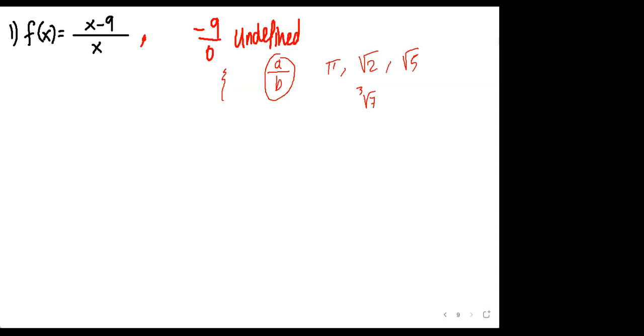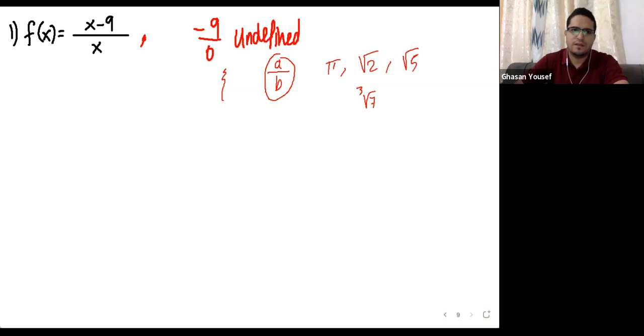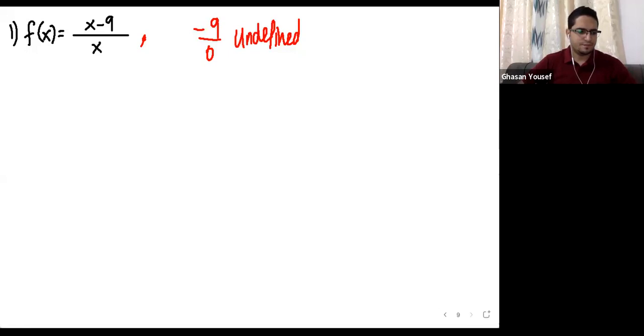So can you say the answer is all real numbers except 0? Exactly. So here the domain is all real numbers except the number 0. Or I can write it mathematically.